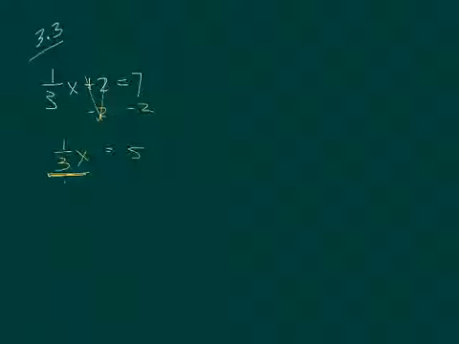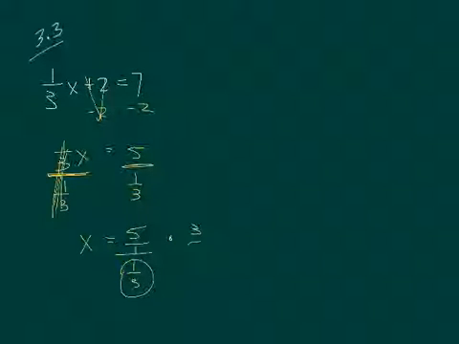And it's being multiplied by x, so I divide both sides by 1/3. That makes that one go away. And I have x equals 5 over 1/3, or 5 over 1 over 1/3. And invert and multiply, so I multiply that by 3 over 1, and that goes away.